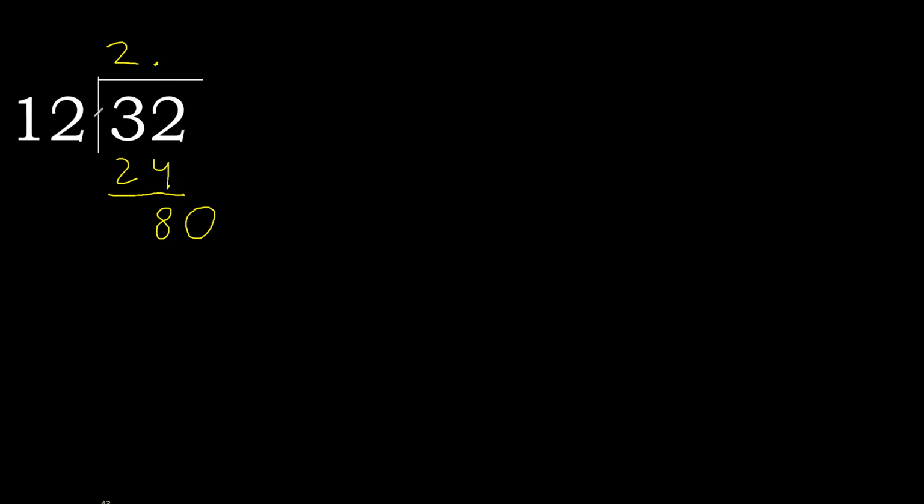80. 12 multiplied by 7 is 84, which is greater. Multiply by 6, 72 is not greater, okay. Subtract: 8. Complete. Complete, point.